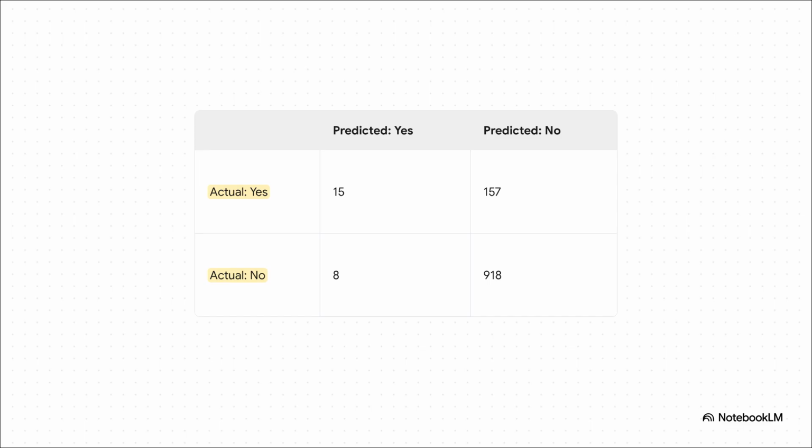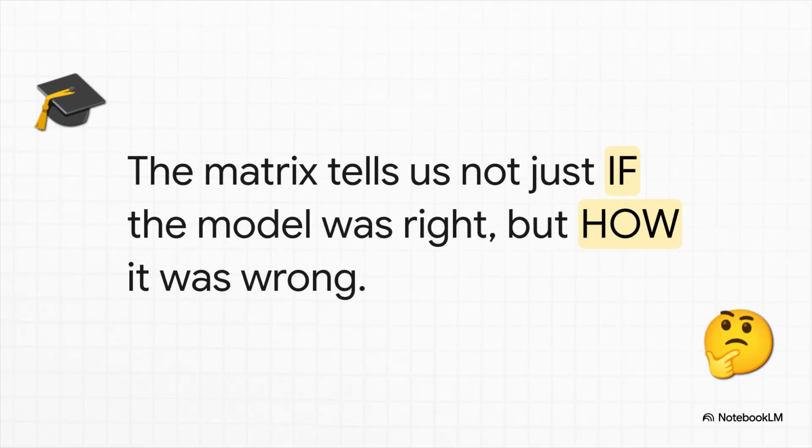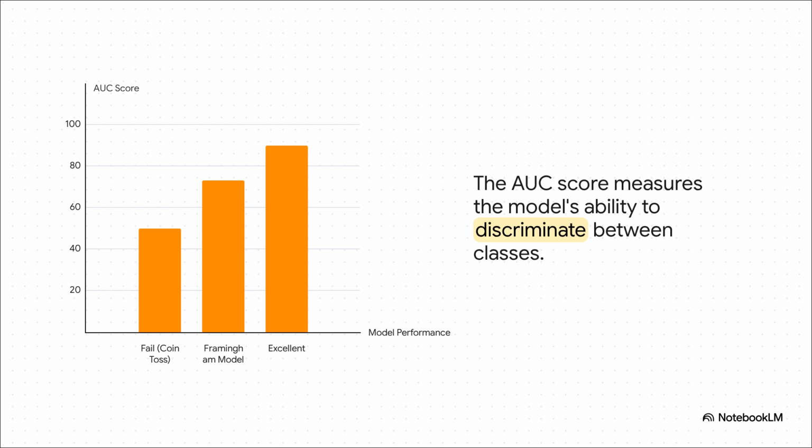And this is the one that really matters. It missed 157 people who did develop the disease, telling them they were probably fine. That is a false negative. So you see the key takeaway here? This matrix doesn't just tell us if the model got it right or wrong. It tells us how it got it wrong. And in medicine, a false negative, telling a sick person that they're healthy, that can be so much more dangerous than a false positive.